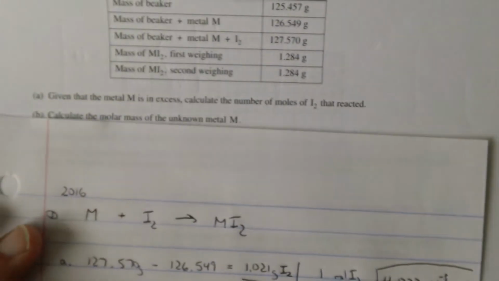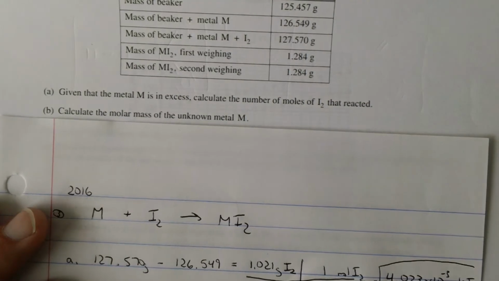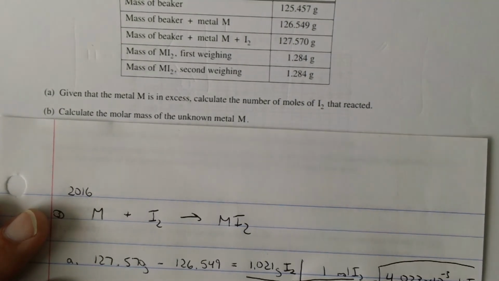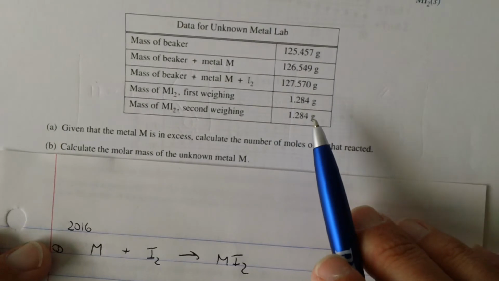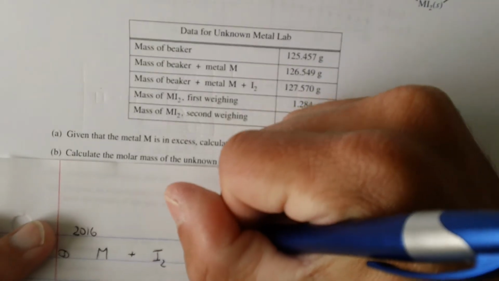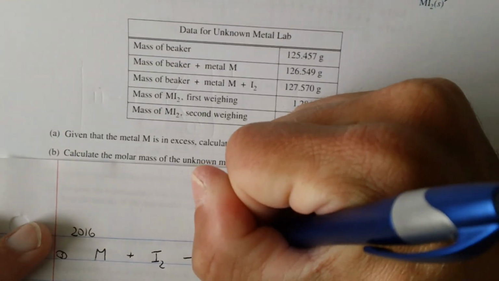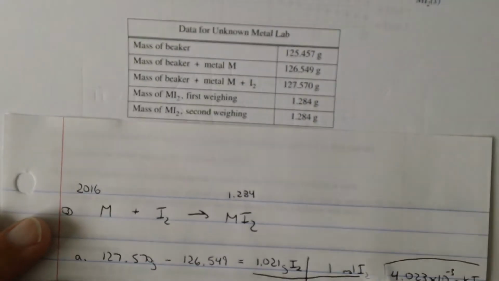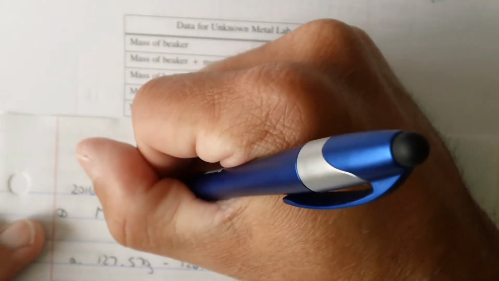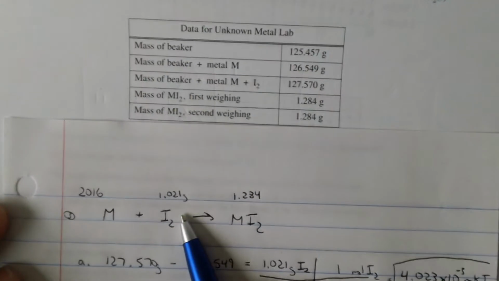Then it says calculate the molar mass of the unknown metal. So we need to calculate the molar mass of the unknown metal. And I think there's lots of different ways to do this. I know the overall mass of the MI2, the 1.284. So that's how many grams I have of that. I just figured out how many grams of iodine I have here. I have 1.021 grams of iodine. And so there are my masses.